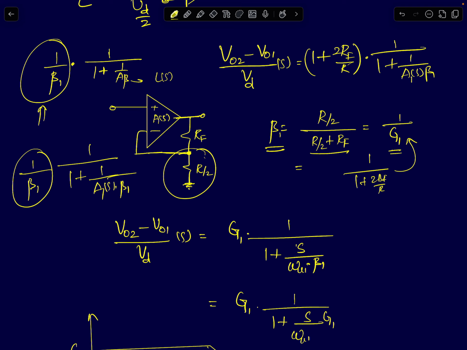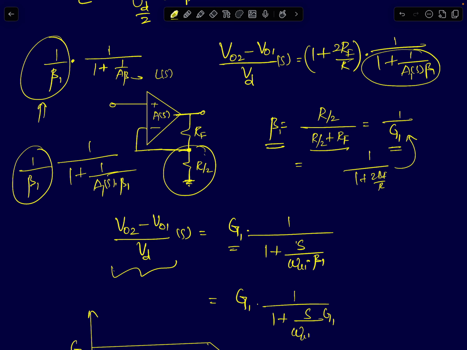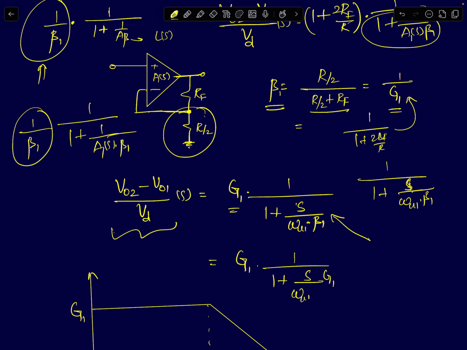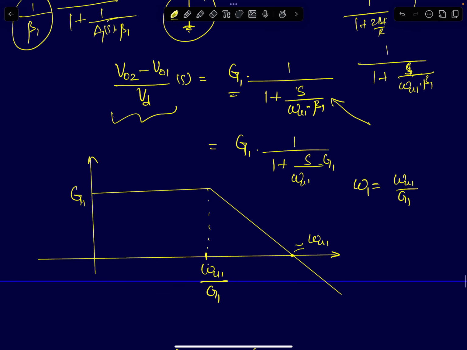So now the gain of the first stage can be expressed as G1 times 1 by this expression. I have written 1 by 1 plus 1 by A1 of S times beta 1. A1 of S, I can replace by omega U1 by S. So it becomes omega U1, and S goes to the numerator. Now you get a single pole response like this. Since beta 1 is 1 by G1, the pole frequency of the first stage, which we will call omega 1, is given by omega U1 by G1. The frequency response of the first stage will look something like this.